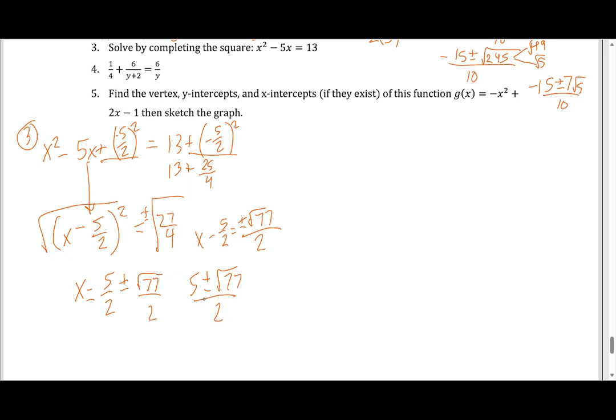That would work too. Alright, number 4 has a little bit of numbers, chapter 6 and chapter 8. But we can use our chapter 8 skills to solve it. But first, let's start off, just like we did in chapter 6, with getting a common denominator. So let's write that down.